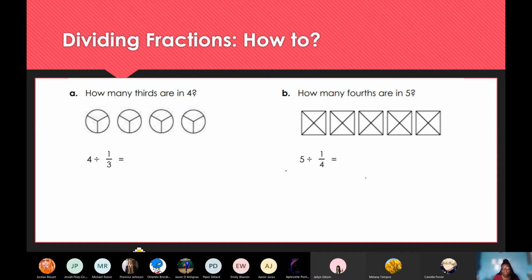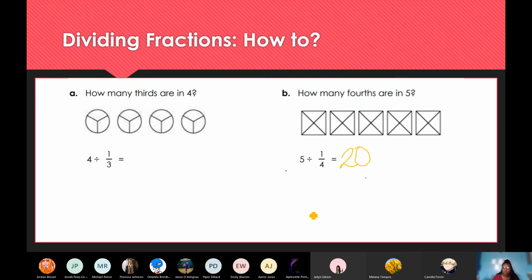Okay, and because I know my multiples of 4, I've got 5 brownies here, and they've all been divided into chunks of 4s. So 4, 8, 12, 16, 20. So there are 20 fourths. I can break those brownies into 20 fourths. That's how many fourths there are in 5.